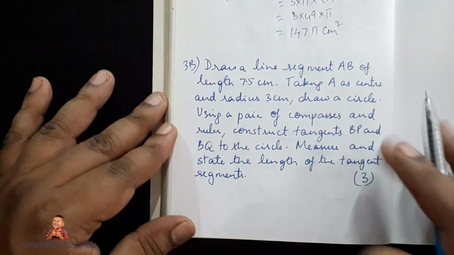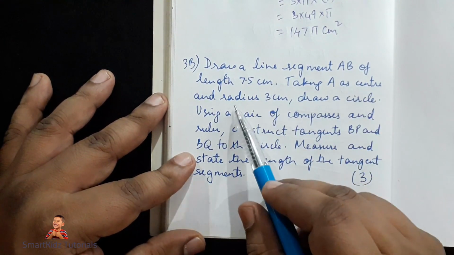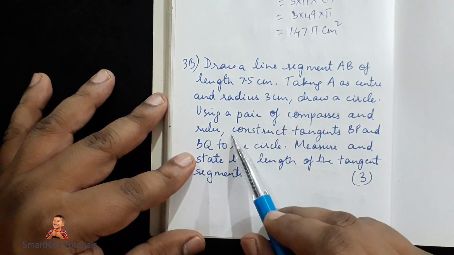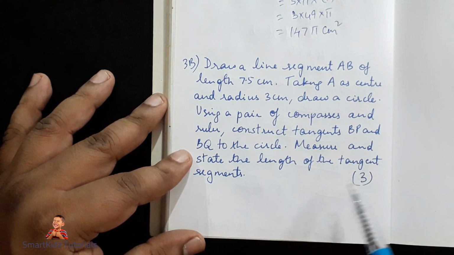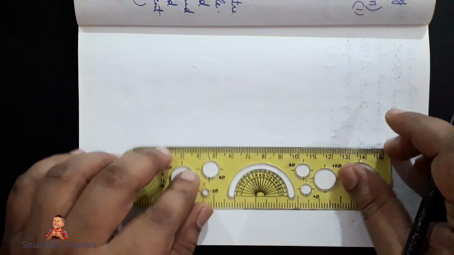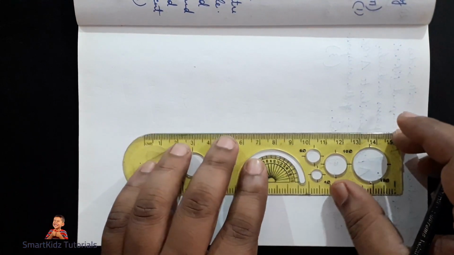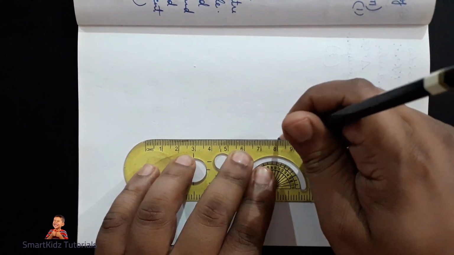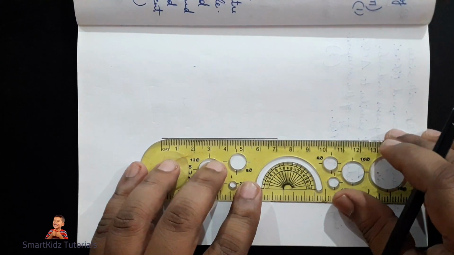Next question, 3b, draw a line segment AB of length 7.5 centimeter, taking A as center and radius 3 centimeter. Draw a circle. Using a pair of compass and ruler, construct tangents BP and BQ to the circle. Measure and state the length of the tangent segments. Okay, so let's draw this. So first we are asked to draw a line segment of AB 7 centimeters. So I'm going to draw that. So that's 7 centimeters. Have a look.